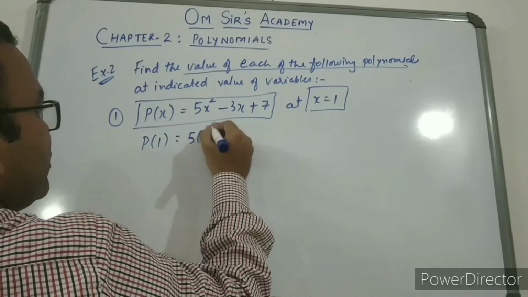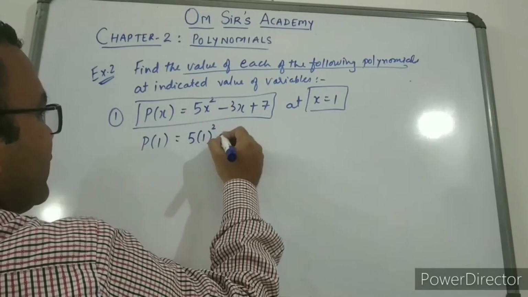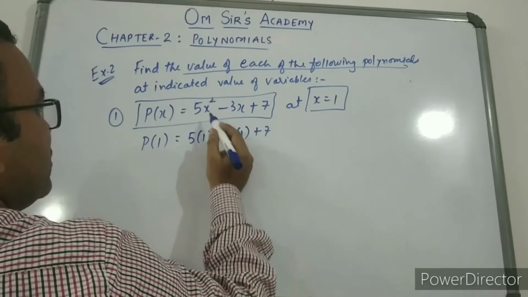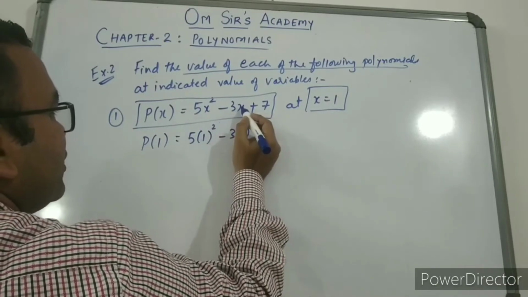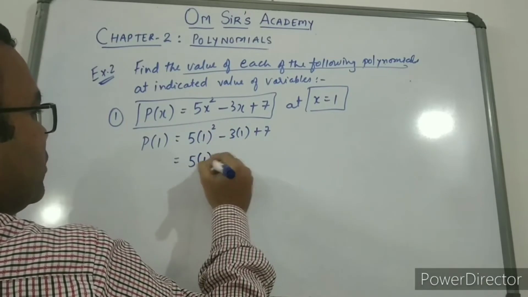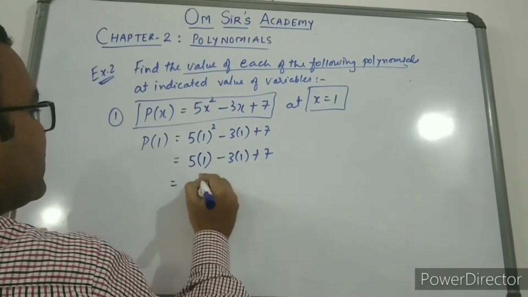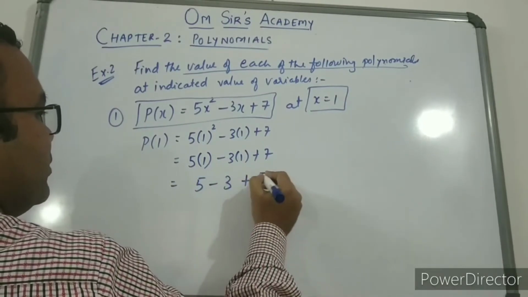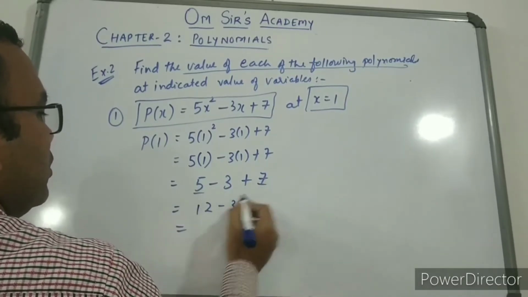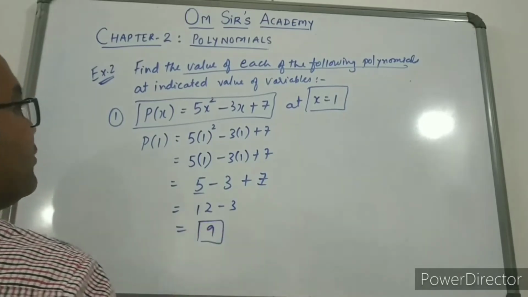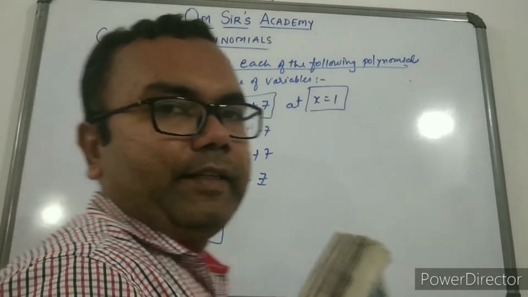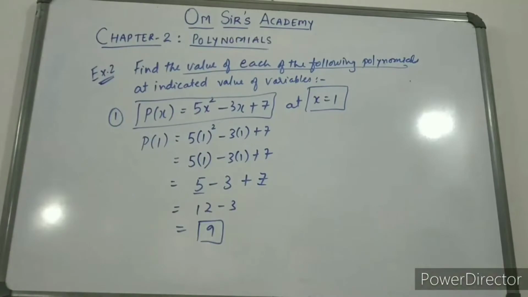So what will be the value of the polynomial? Instead of x square, it will become 1 square minus 3 into 1 plus 7. See friends, here instead of x I have taken 1 and x square becomes 1 square. Here also instead of x I have put 1. Now this will become 5 into, what is 1 square? 1 only. 3 into 1 plus 7. That is 5 minus 3 ones are 3 plus 7. So what is the value of this? 5 plus 7 is 12 minus 3. So answer is 9. Value of the polynomial is 9 in this case. Now coming to the next sum.